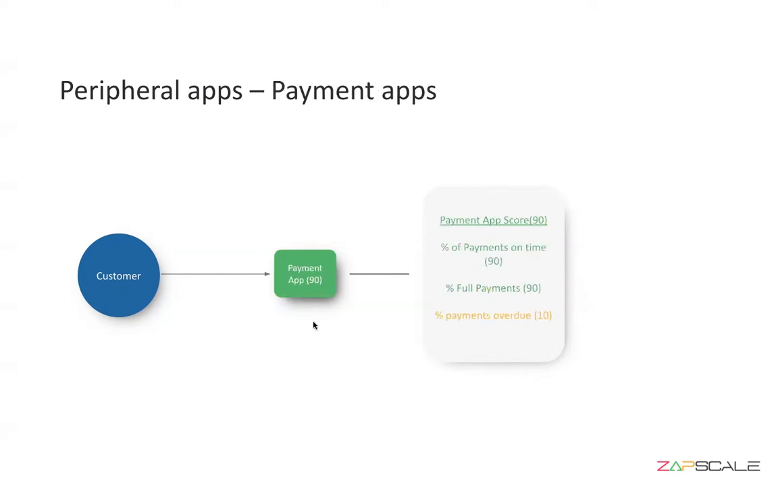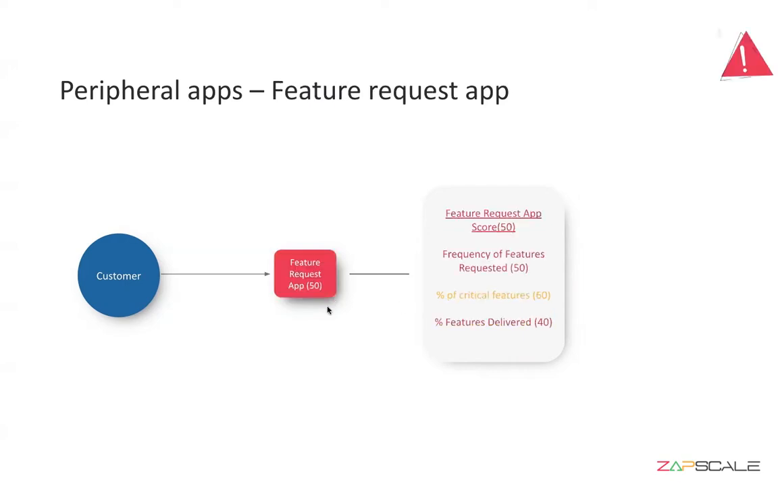Your payment score is also good because your customer is paying you on time, they're paying you in full, with a very small percentage of overdue payments. But when we come to feature requests for this particular customer, we see that they are actually requesting features very frequently. And a lot of the features that they're requesting are critical for their business.